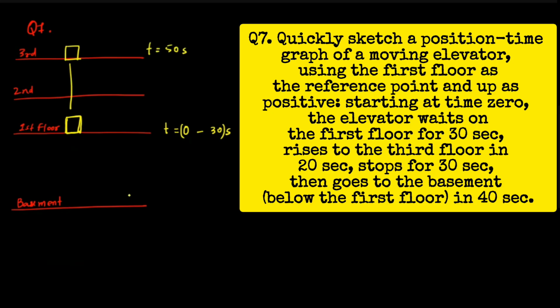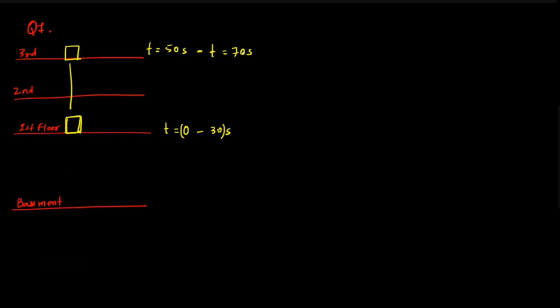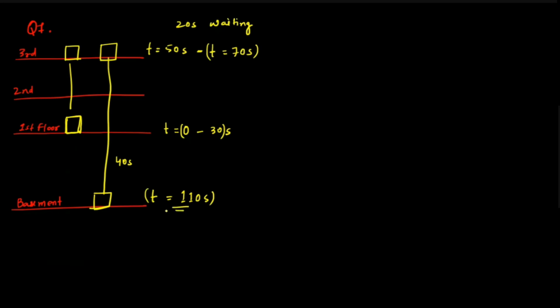Now at the third floor, again it waits for 20 seconds. Then it starts moving from the third floor. It is going to be 70 seconds because it has waited for 20 seconds, the 20 seconds waiting time it's given. After the third floor, it came to the basement in 40 seconds. So this lift goes to the basement, and here it has taken almost 40 seconds. So I can say that the 70 seconds must have become 110 seconds here. That's it.